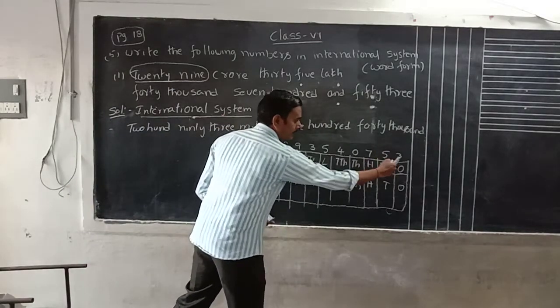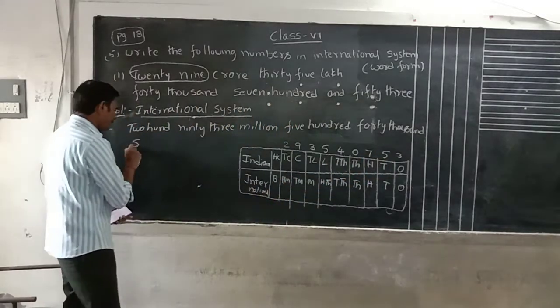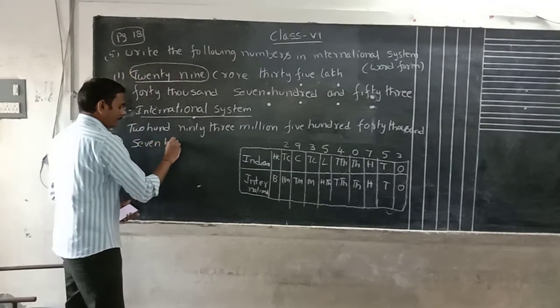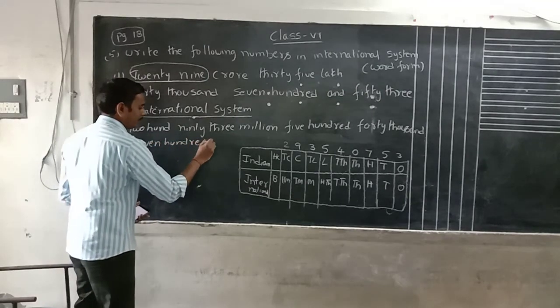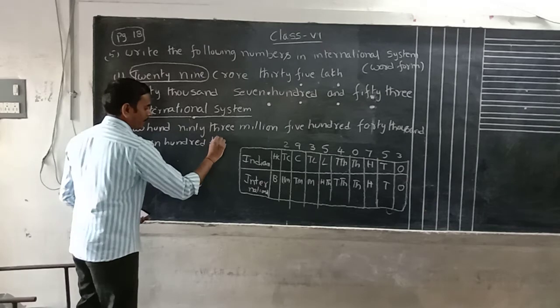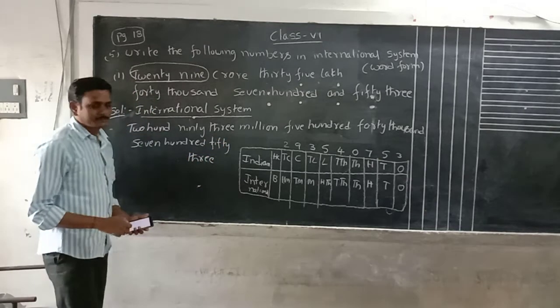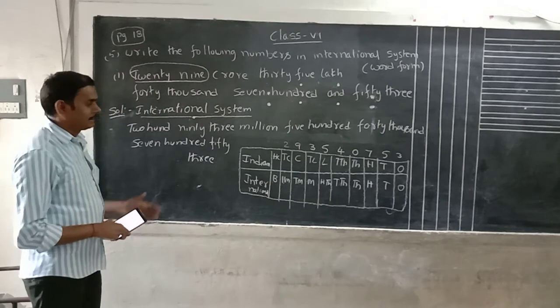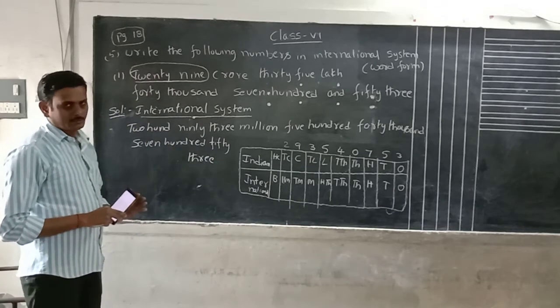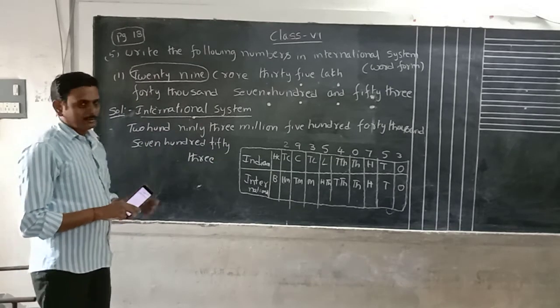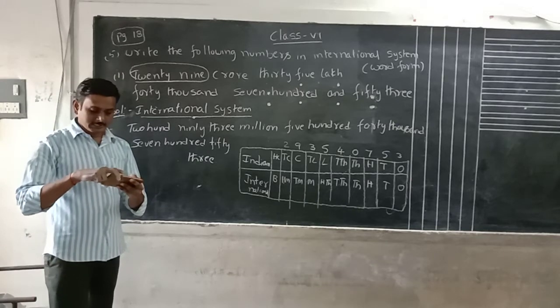After that, what is the number again? 753. This is the answer. Okay, this is the answer for you. You have to complete the second sum by following this one. I will not explain that one. By following this one, you have to complete the second question.